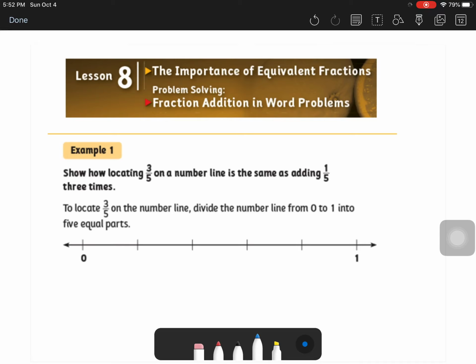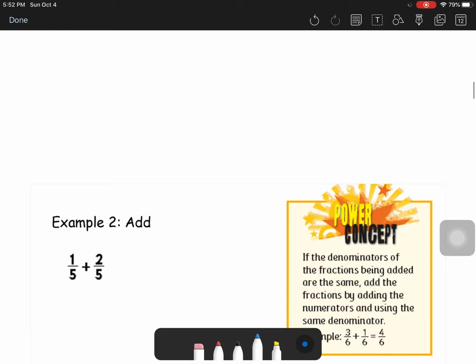Okay, so show how locating 3/5 on the number line is the same as adding 1/5 3 times. Well, basically what they're saying here is, we can see we have 5 fair shares here, right? So 1/5, 2/5, 3/5, and 4/5. So if I were to add 1/5 plus 1/5 plus 1/5, it puts me right here at 3/5, okay?